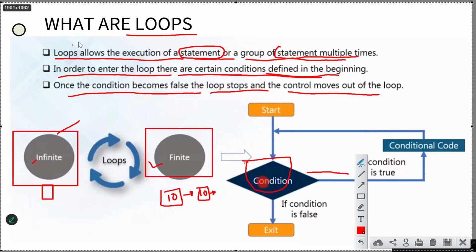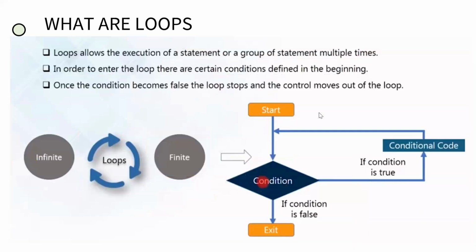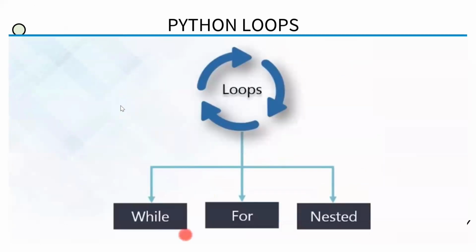So if anybody asks you what loops are, loops are used to execute a statement or group of statements multiple times. In order to enter a loop, there are certain conditions defined in the beginning. Once the condition becomes false, the loop will stop and control will come out of that loop. Anyway, we will look at this practically. So in Python, we have while loop, for loop, nested loop.